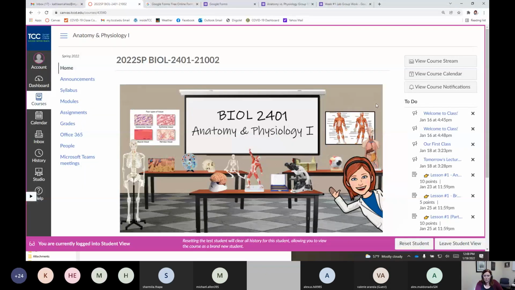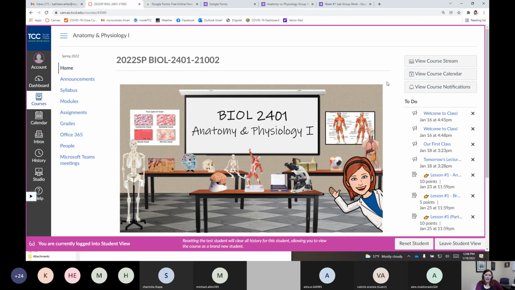All right, so we are going to spend the next little while working on lab material. I'll show you where to find our lab stuff. There are two different ways for us to access our lab resources.